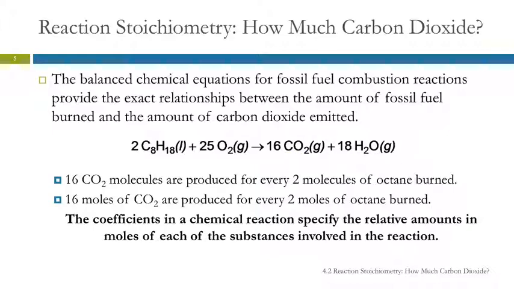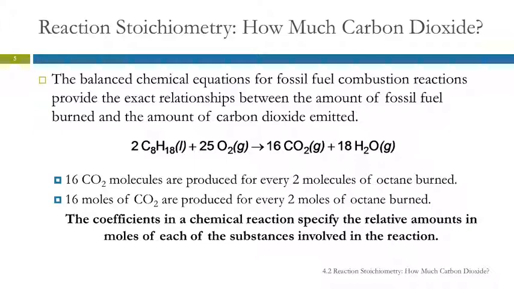Now, a molecule is a unit that is so small that it's not useful, and so we tend to talk in terms of moles. A mole is 6.022 times 10 to the 23rd things. And just like you could say this in dozens, 2 dozen of this would produce 16 dozen of that, because a dozen is a counting number. A mole is also a counting number. And so we can interpret this as 2 moles of octane would produce 16 moles of CO2. So the coefficients in the chemical equations specify relative amounts in moles of each substance.